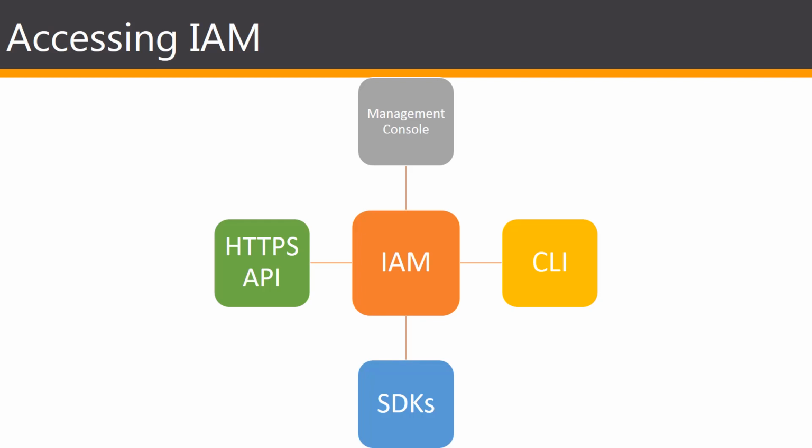For example, the SDKs take care of tasks such as cryptographically signing requests, managing errors, and retrying requests automatically. And lastly, you have the HTTPS API. You can access IAM and Amazon Web Services programmatically by using the HTTPS API, which lets you issue HTTPS requests directly to the service. Now, when you use this API, you must include code to digitally sign requests using your credentials. So just keep in mind these 4 different ways that we are able to access and configure IAM within AWS.